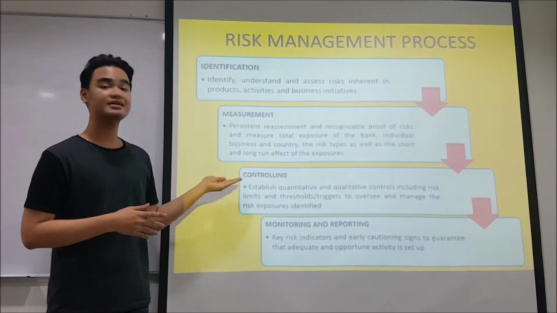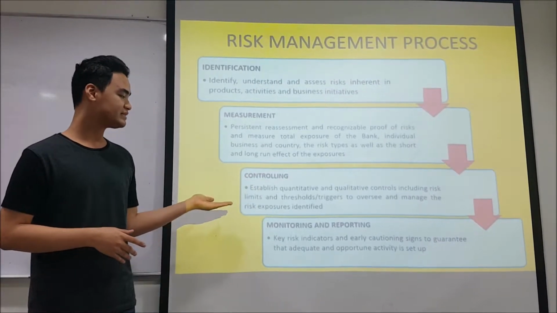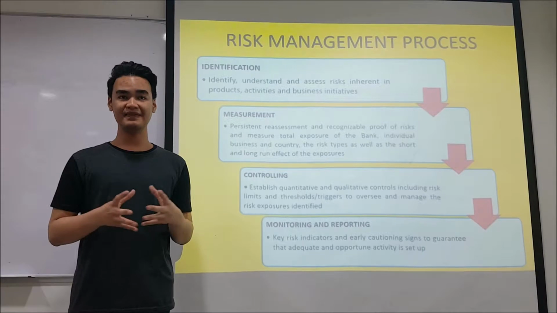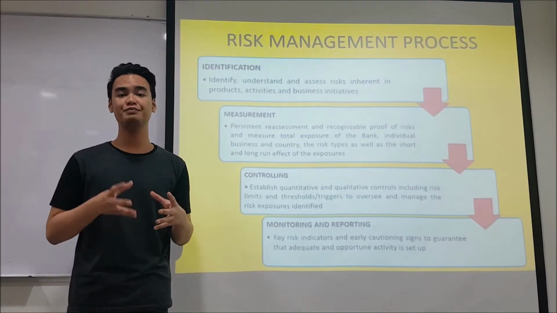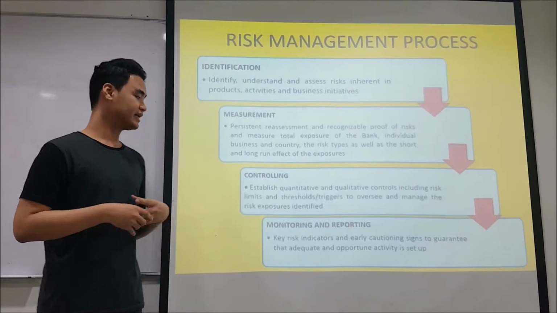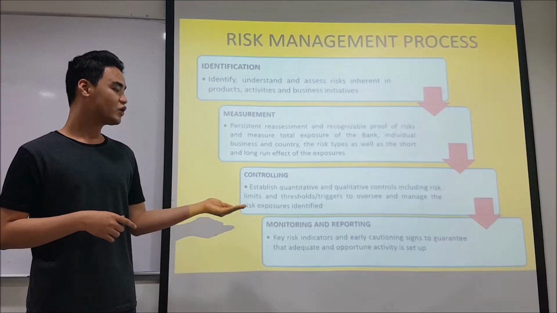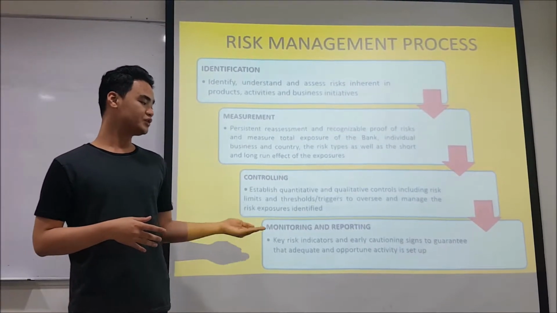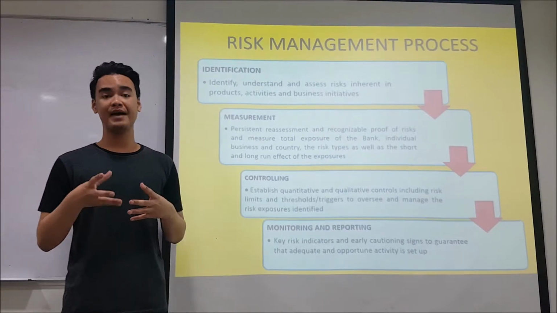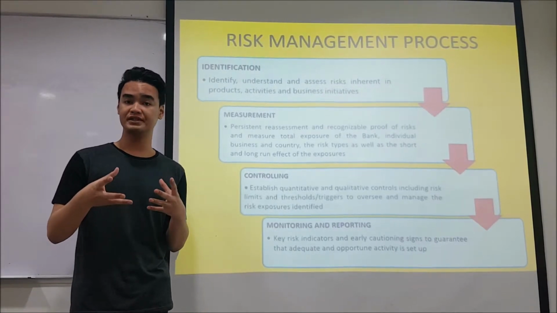The next process is the controlling, which is established quantitative and also qualitative control, including risk limits and triggers to oversee and manage the risk exposure identified. Therefore, by implementing the risk mitigation technique which aim to minimize the assistance or prevent the potential risk from occurring from the bank. The next one is monitoring and reporting. So it is the key indicators and early cautioning signs to guarantee that adequate and opportune activities is set up. So this is to evaluate the potential risk to the bank and also reporting the condition of the consistent to the bank management committee and also to the board all times.